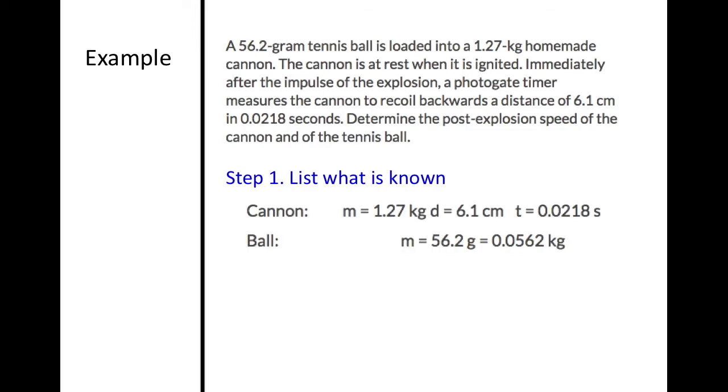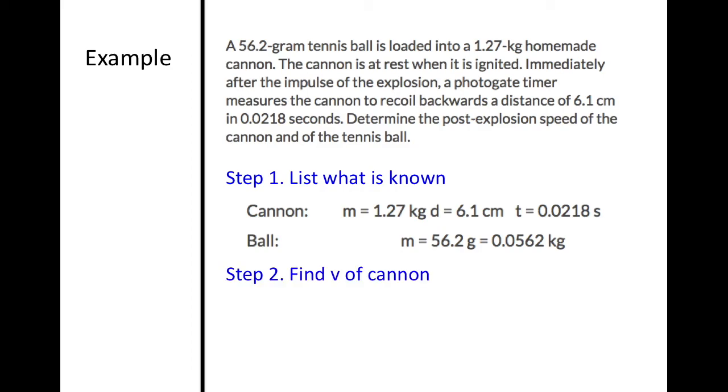What we know is that the cannon's mass is 1.27 kilograms. The distance is 6.1 centimeters. And the time that the cannon recoiled back 6.1 centimeters is a total of 0.0218 seconds. The ball's mass is 56.2 grams, and that is equivalent to 0.0562 kilograms. Go ahead and try to solve this before starting the video again.